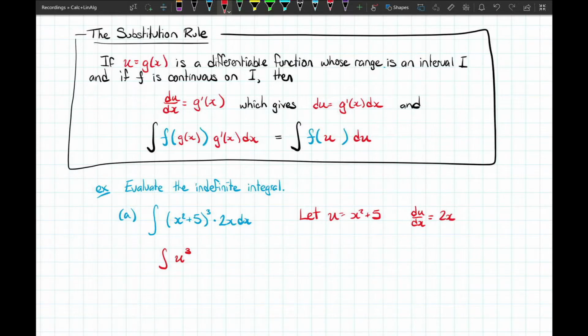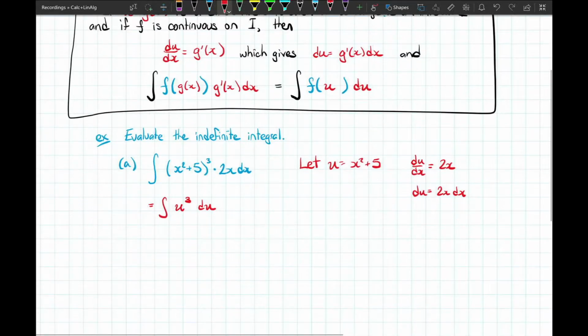And then we write this in differential form. We actually just say that du is equal to 2x dx. And so we can make a replacement with 2x dx as just being du now. Now, these integrals are equivalent because behind the scenes, we are actually disguising the fact that u is just x squared plus 5.